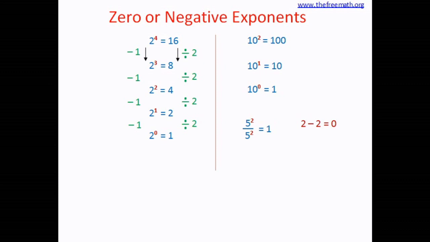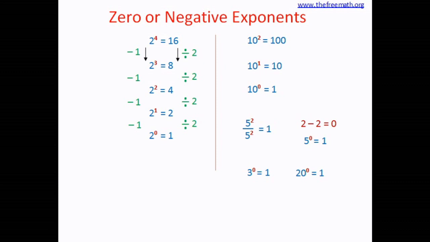That means the answer of this division is 5 to the power of 0. And we already know that the answer of this is 1. That means 5 to the power of 0 is 1. So now you can see that any base to the power of 0 always equals 1. So 3 to the power of 0 is also going to be 1. 20 to the power of 0 is also 1.